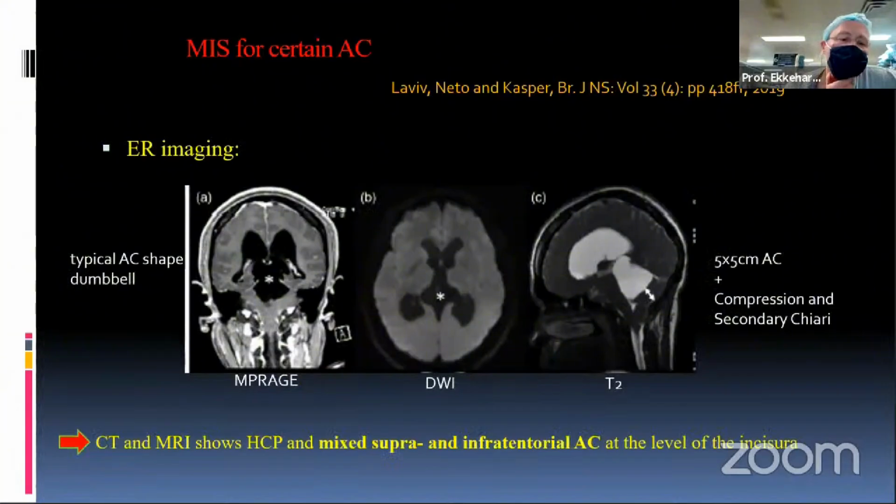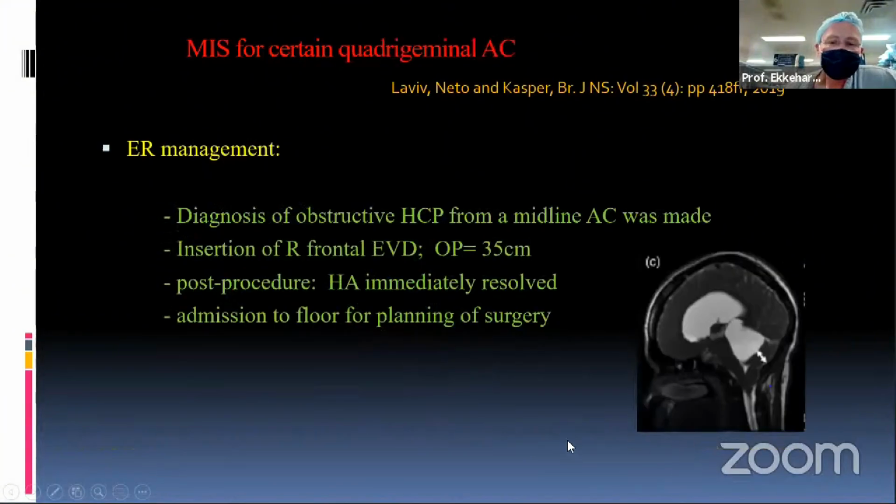So this patient went to the ER and showed this rather unusual but typical dumbbell-shaped arachnoidal cyst. We got a DWI on MRI scan to make sure it wasn't an epidermoid. And you can see how much mass effect is exerted on the aqueduct as well as on the fourth ventricle, and there's even a secondary Chiari. So she was diagnosed with a mixed supra- and infratentorial cyst at the level of the incisura.